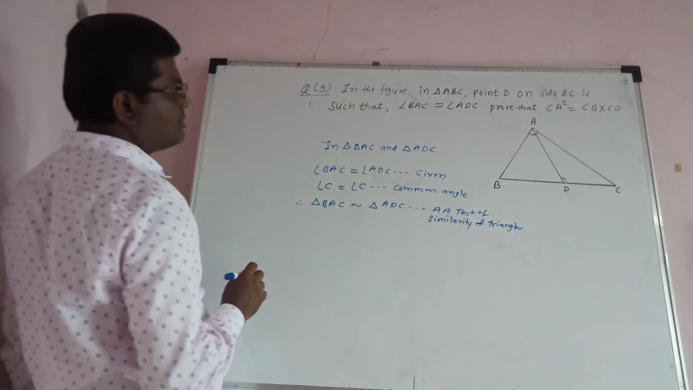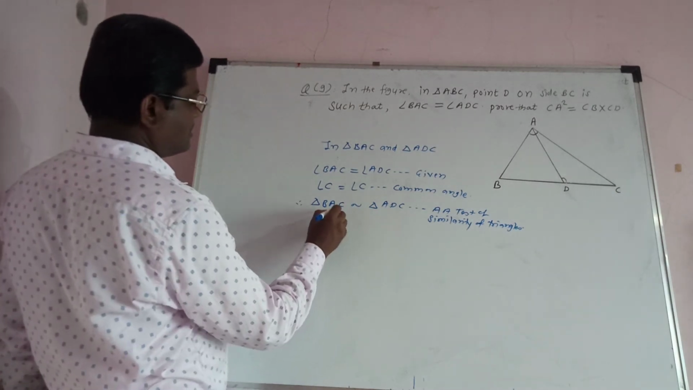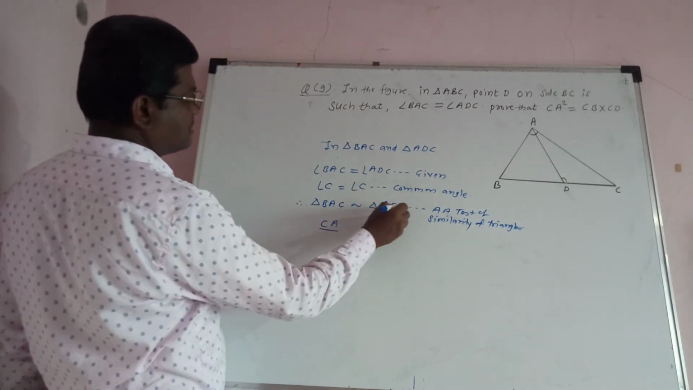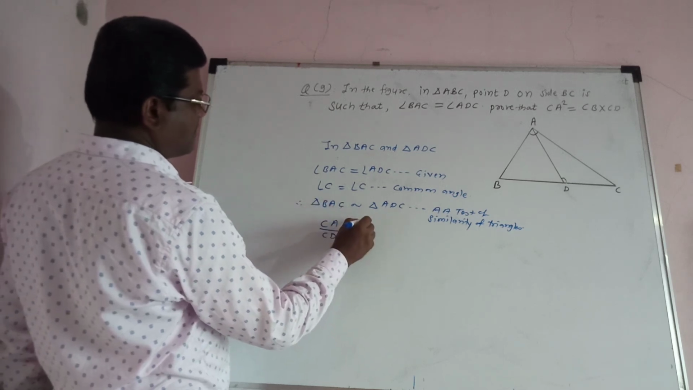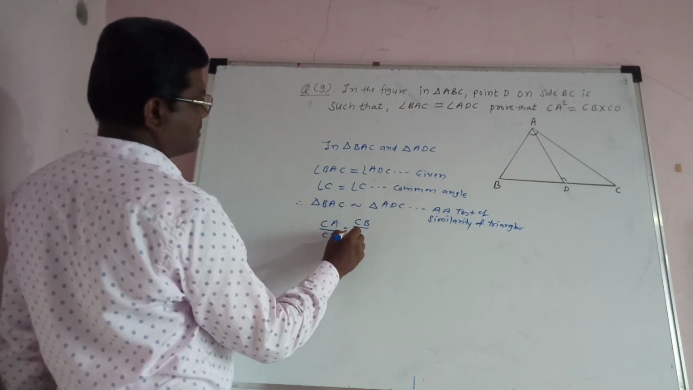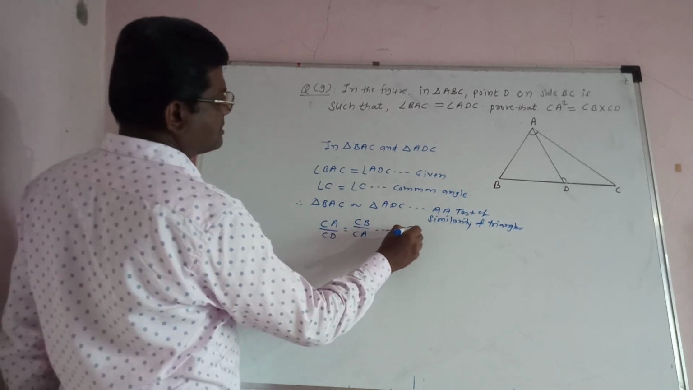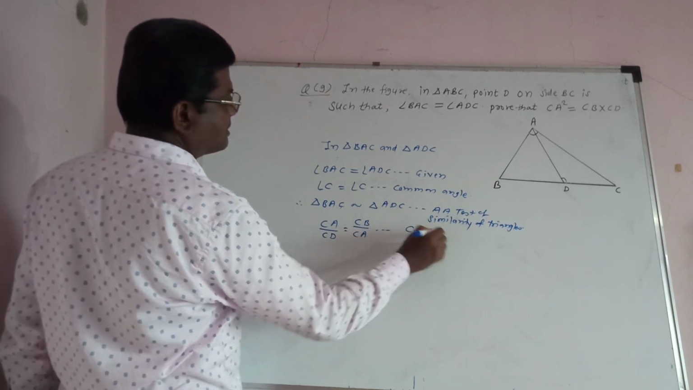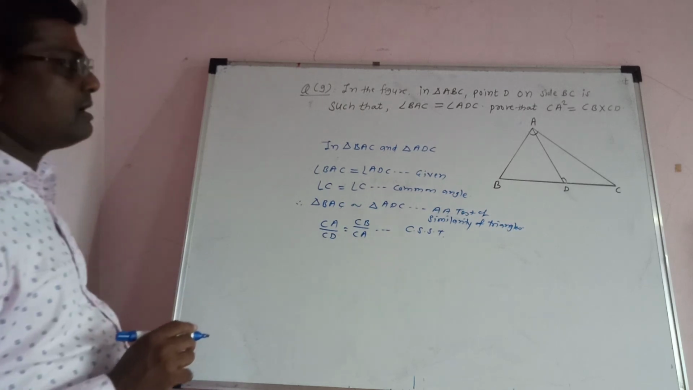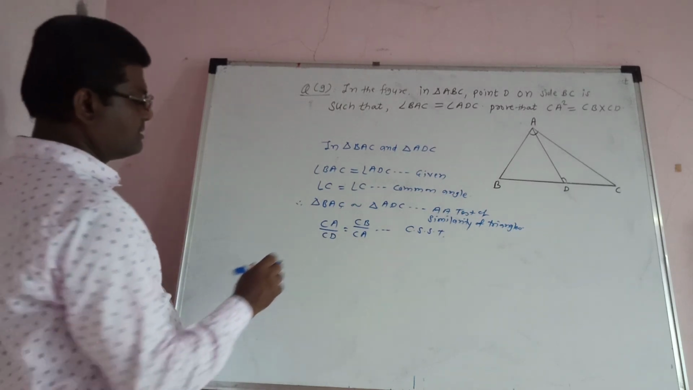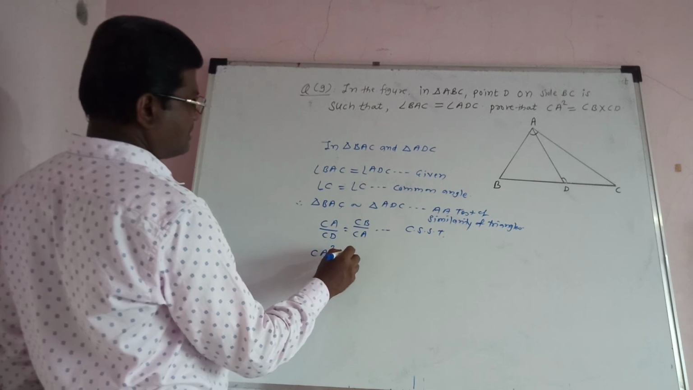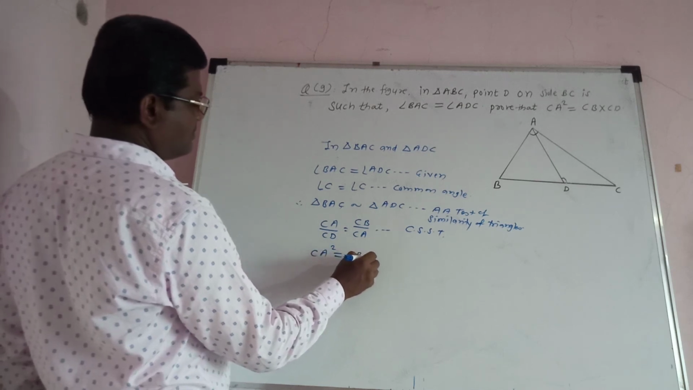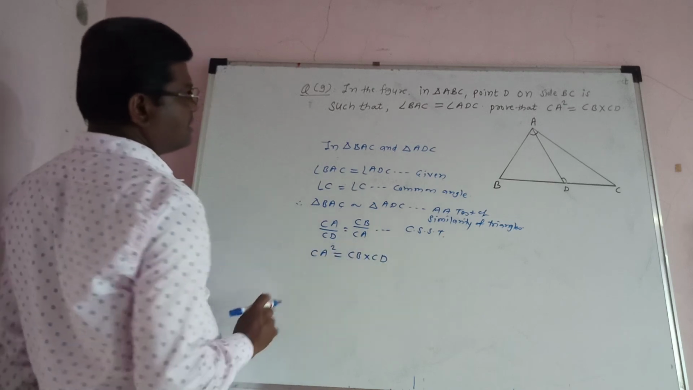Now take the ratio: CA upon CD is equal to CB upon CA. This is CSST, corresponding sides of similar triangles. Cross multiplication, CA square is equal to CB into CD, is proved.